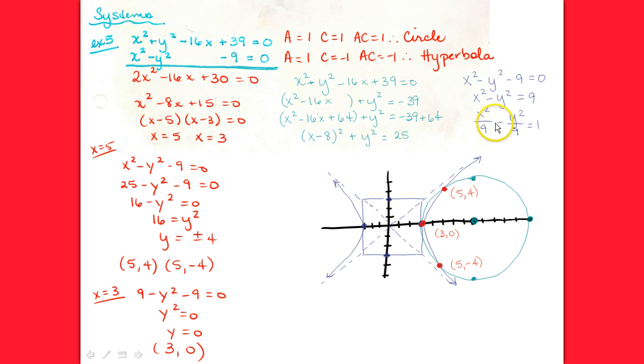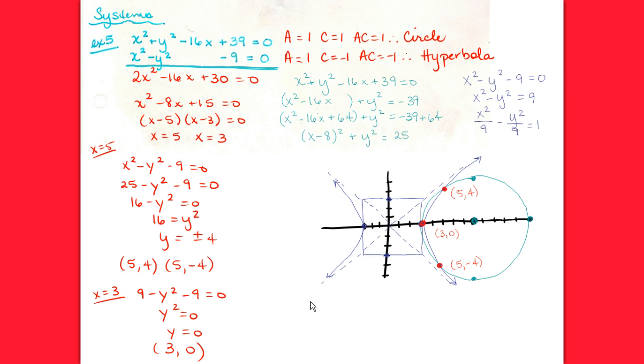So I'm going to have a center of (0, 0) since nothing's being subtracted from either of those. So I'll start at (0, 0), go up 3, down 3, right 3, left 3, and draw my box. And the diagonals are going to be my asymptotes. Then I'll start at my vertex, and I'll draw this so that I approach those asymptotes. So there's the graph of my hyperbola.